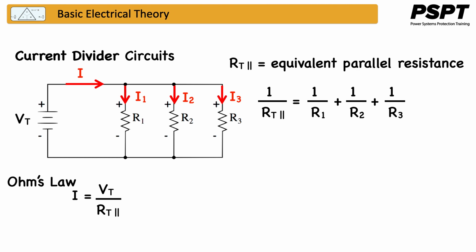Now let's take a look at calculating the current I1 through resistor R1, which we can calculate using this equation. I1 is equal to Vt divided by R1. If we didn't know the supply voltage but did know the total current, we could calculate Vt using this equation. Vt is equal to I times the parallel equivalent resistor, which is just another form of Ohm's law, which we can now substitute into our equation for I1.